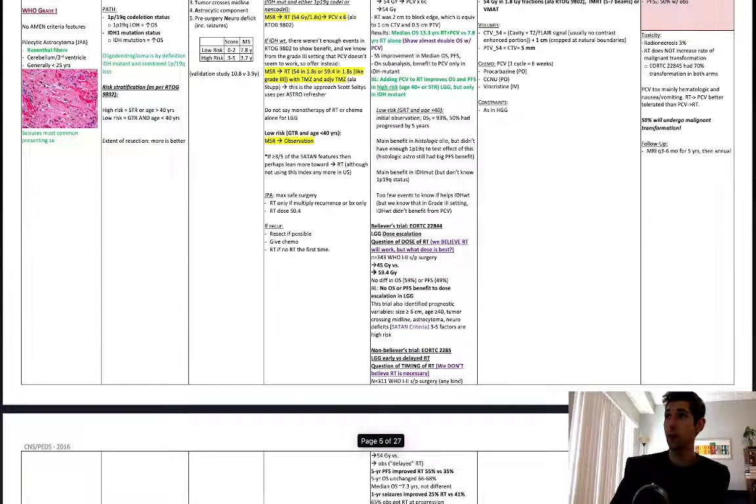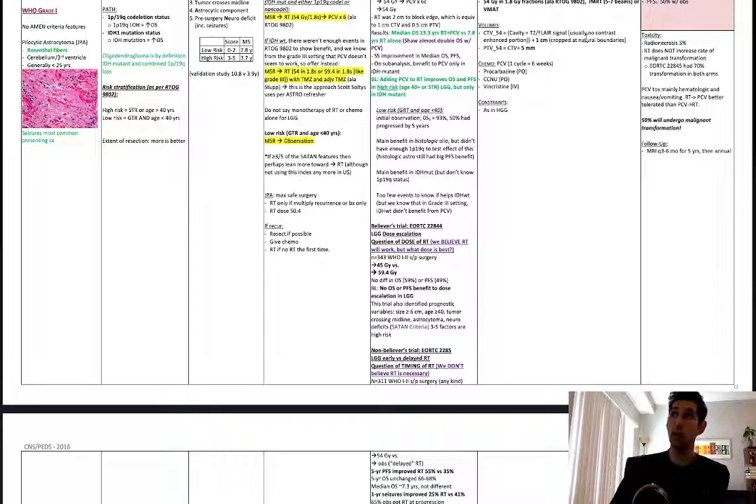In terms of technique and planning constraints, CT MRI fusion, supine aquaplast mask. Dose is going to be 54 gray at 1.8 gray per fraction, all RTOG 9802, right here. IMRT 5 to 7 beams or VMAT. Volumes: 54 gray to the cavity plus T2 flare signal, there's usually no contrast enhanced portion of this scan.